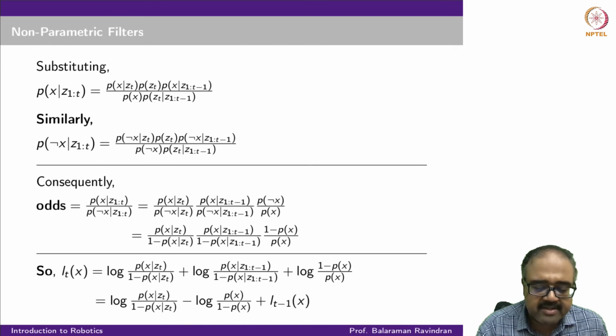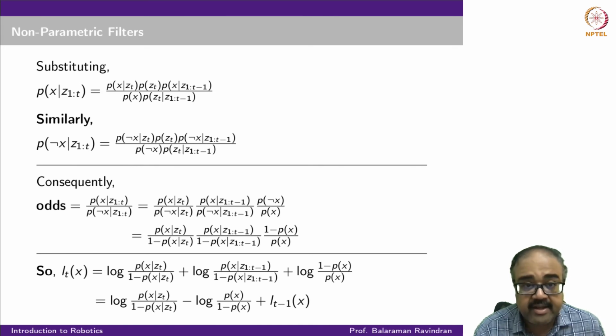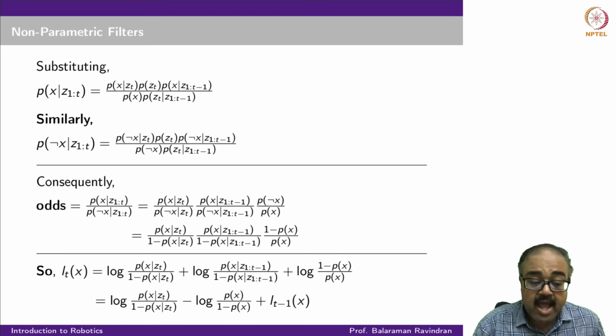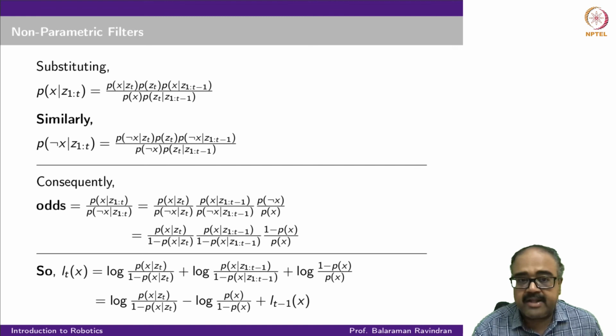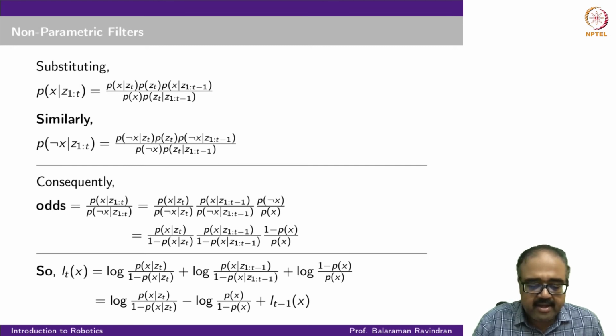So I have probability of x given zt times probability of zt divided by probability of x, right? Here again the rest are remaining terms from the expansion earlier: probability of x given z1 to t minus 1 divided by probability of zt given z1 to t minus 1. This is for the probability that x is true. I can write something similar for the probability that x is false, and I would get these quantities: the probability of not x given zt times probability of zt, probability of not x given z1 to t minus 1, the whole divided by probability of not x and probability of zt given z1 to t minus 1.